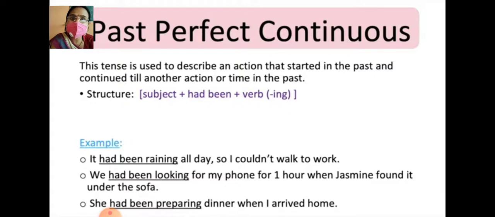It means there is an action which was already in a continuous process but in the past, and due to that action I was unable to do another action. So your structure becomes subject plus had been plus verb plus ing. We will see another example. We had been looking for my phone for one hour when Jasmine found it under the sofa. So hope this is also clear to you. She had been preparing dinner when I arrived home.